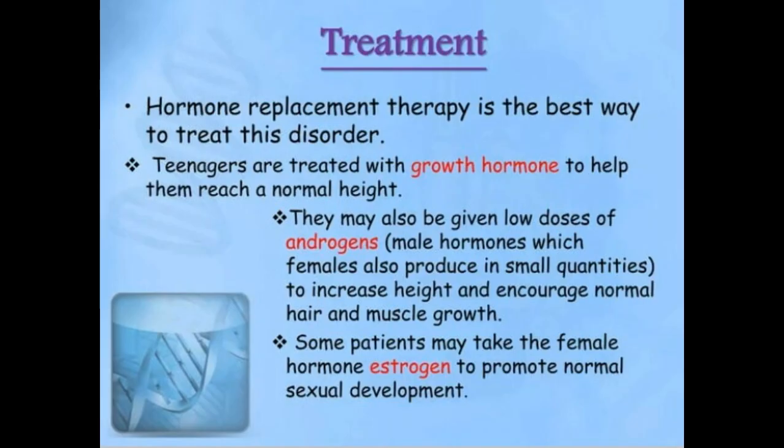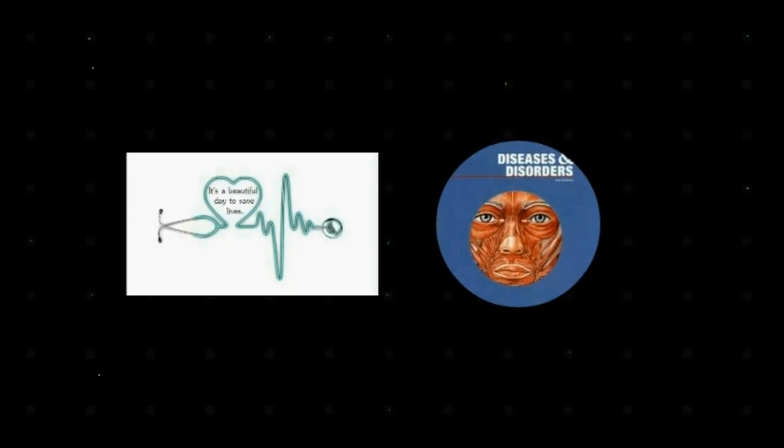Treatment. Hormone replacement therapy is the best way to treat this disorder. Teenagers are treated with a growth hormone to help them reach a normal height. They may also be given low doses of androgen, male hormones that females also produce in small quantities, to increase height and encourage normal hair and muscle growth. Some patients may take the female hormone estrogen to promote normal sexual development.